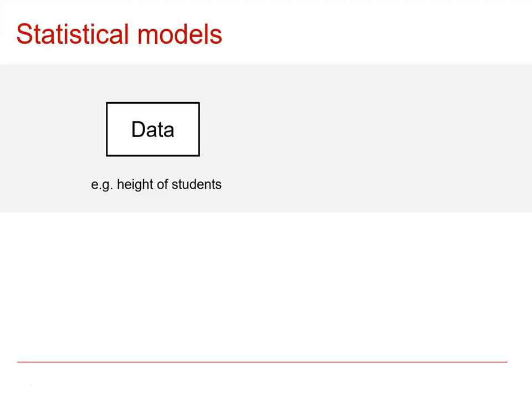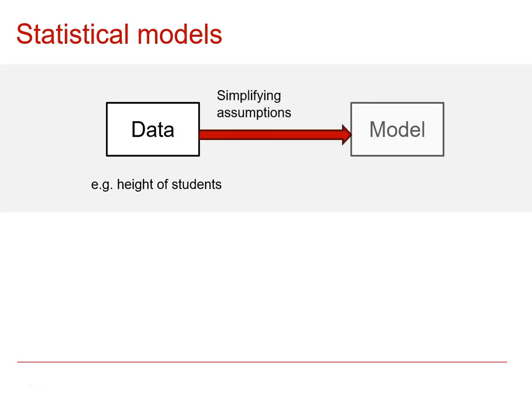When we're thinking about statistical models, what we do is we always start with raw data. So for instance, heights of students. We then try our very best to come up with some simplifying assumptions to turn this into a model. For instance, the normal distribution.